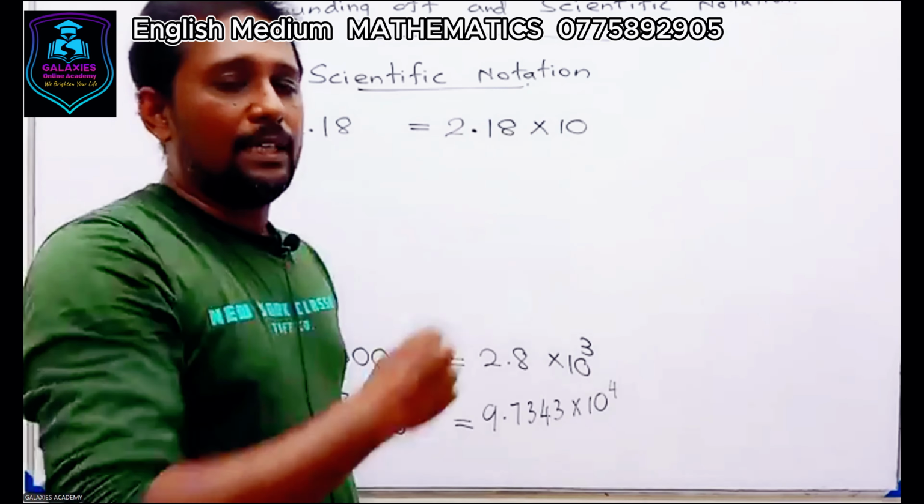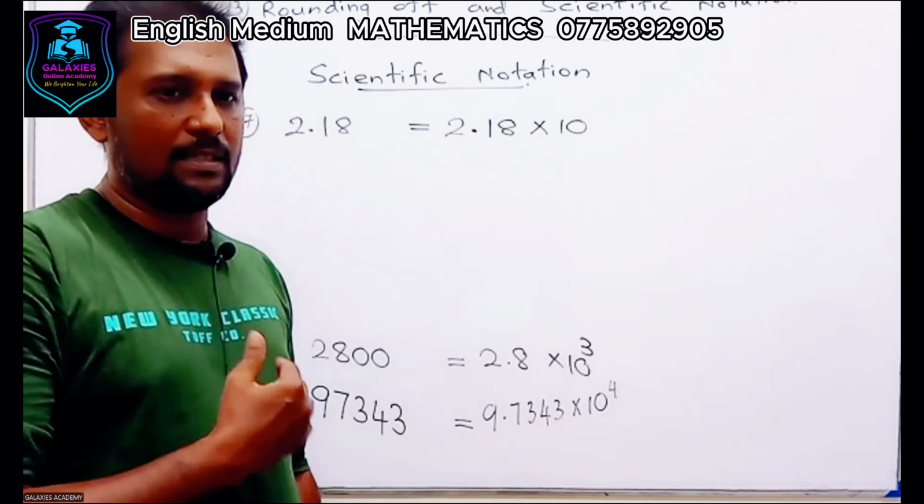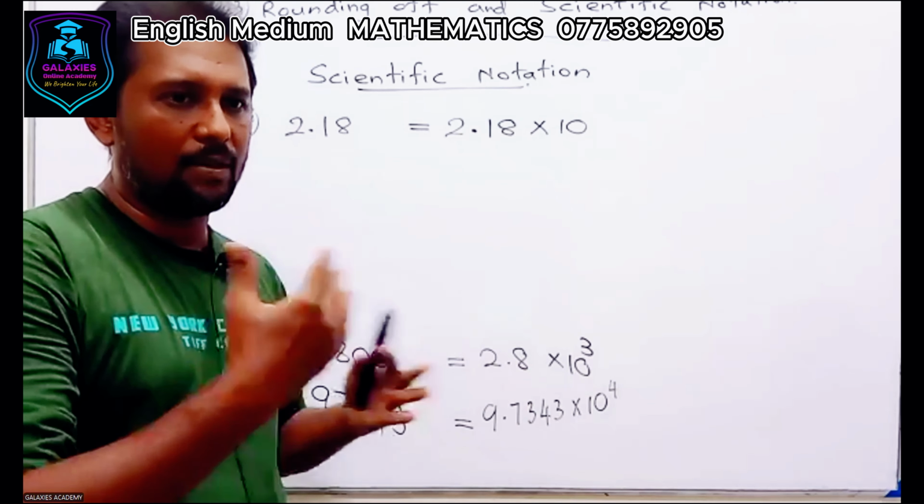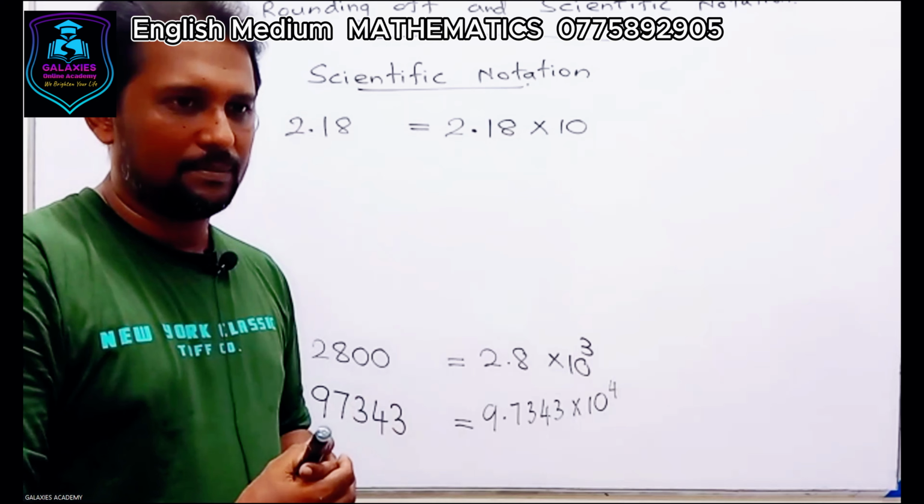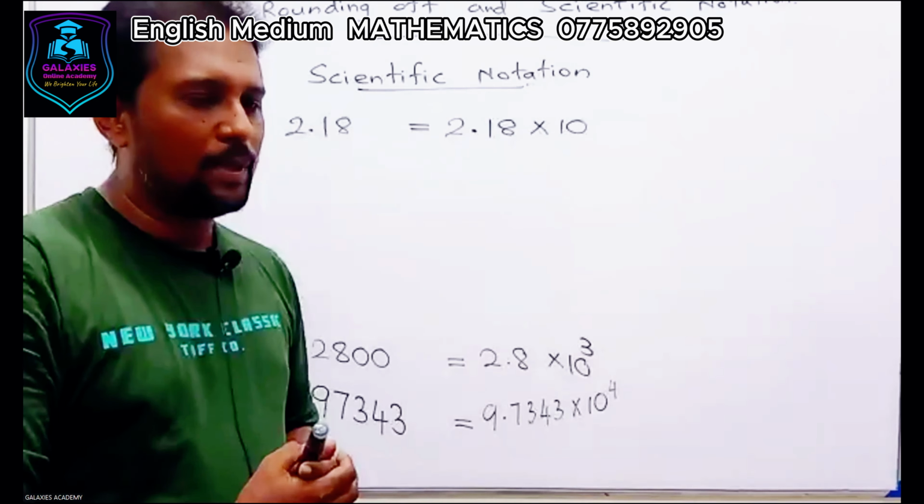To go to the initial number, how many places do you have to move this decimal point? How many places do we have to move?